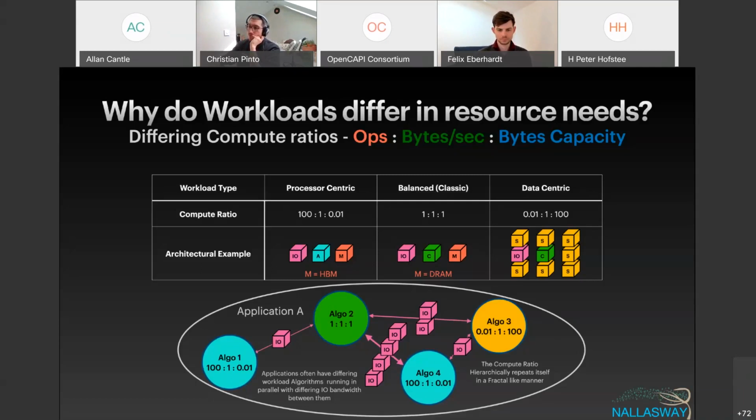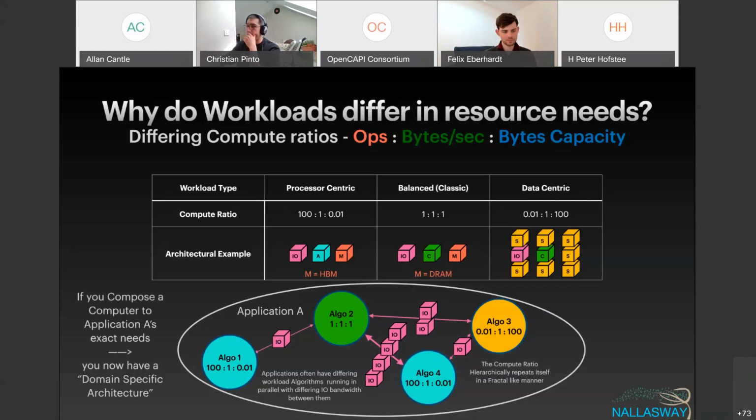Effectively, you can say that the compute ratio, no matter what level you look at it hierarchically, whether at the data center level, the rack level, the server level, the module level, or the silicon level, we're seeing these ratios play out at various different levels. And so the complexity of getting a perfect balance for your application is challenging.